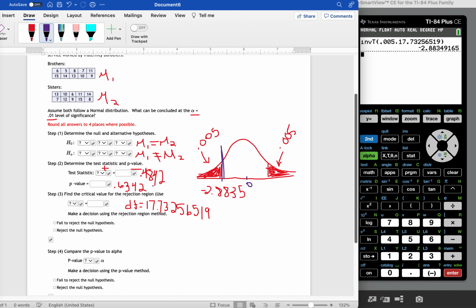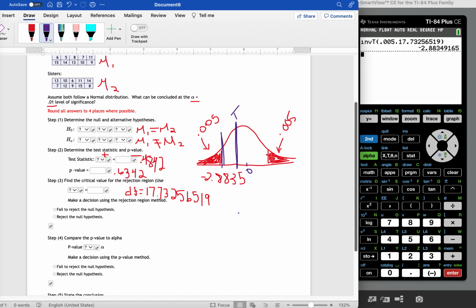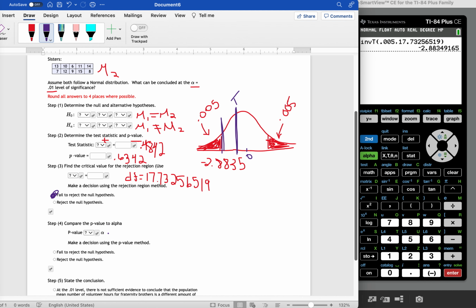And so our test statistic is negative 0.4842. So that falls between 0 and my critical value. It doesn't fall in the red area. There's my test statistic. It should fall right in here. So that means it's not in the rejection region, which means we're going to fail to reject the null hypothesis.